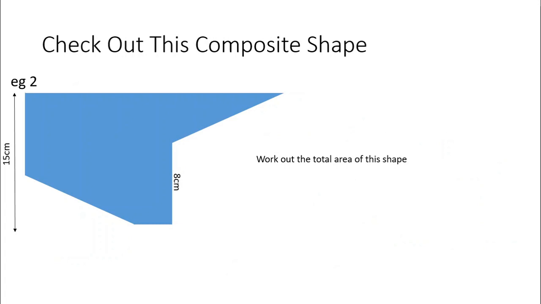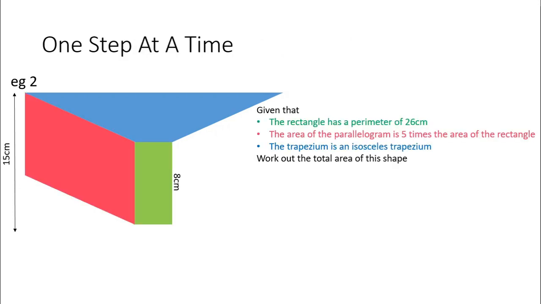Okay, example 2. Check out this composite shape. It's really complicated. I don't think I would ever give you a shape like this without giving you a little bit more help. So, if we want to work out the total area of the shape, you must be able to break this down. There, I've given you some different colors so you can see that this shape was actually made up of a rectangle, a parallelogram, and a trapezium. And I've given you some more information here as well, because that wouldn't be enough either to work out the entire area of the shape.